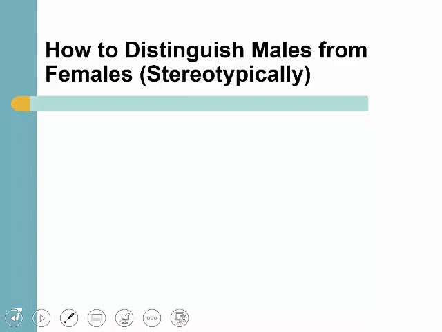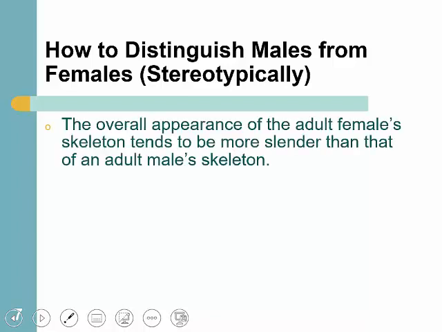And there can be great variation from person to person that could easily make a female's skull look more like a male's or their forearm or anything like that. So all of this stuff is stereotypical or very average male versus female distinction. So for example, the overall appearance of the skeleton tends to be more slender for a female than it is for a male. And again, we're talking about a very average female versus a very average male.